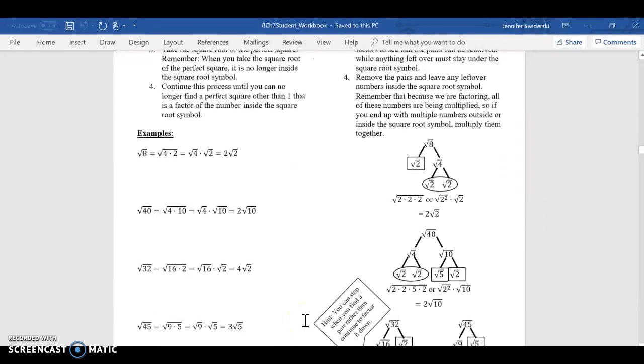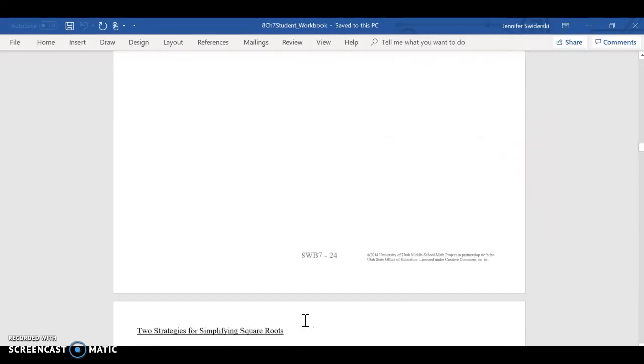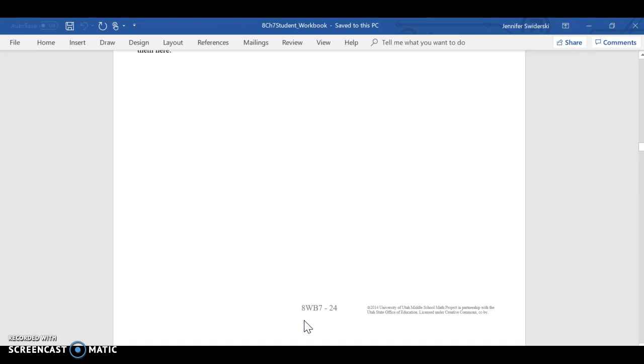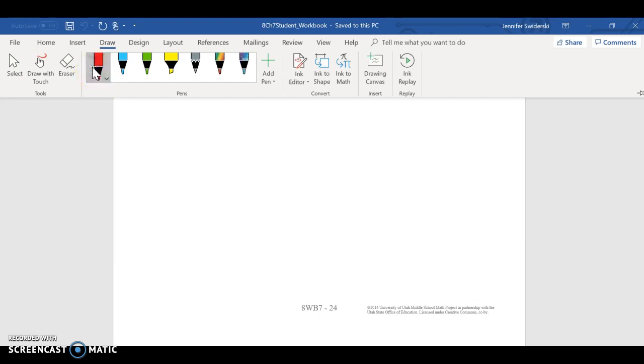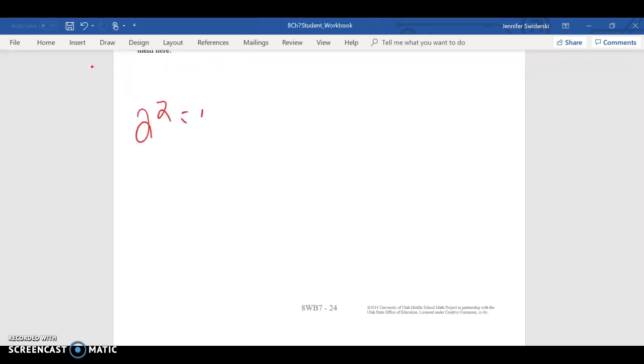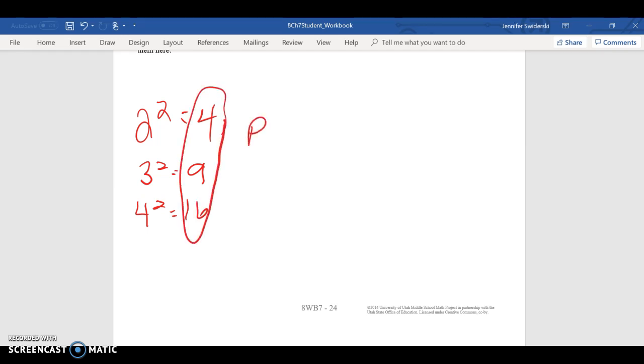All right, eighth graders. So up to this point, we've been talking about perfect squares, which we know if I square a number, let me get my pen here. So let's just say 2 squared is 4. We know 3 squared is 9. 4 squared will give me 16, so on and so forth. So we've talked in the previous videos about how these are called perfect squares.